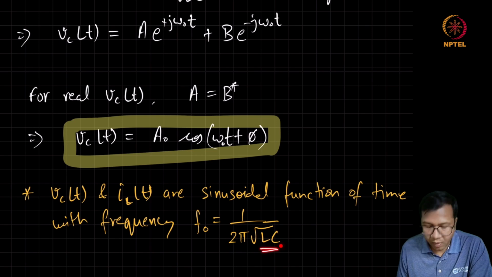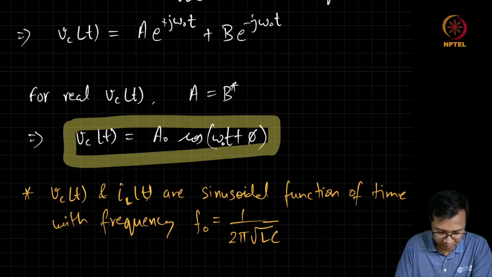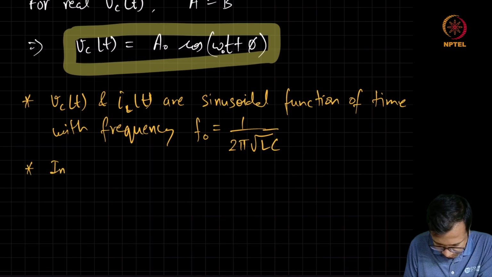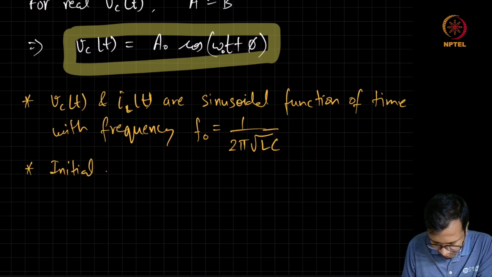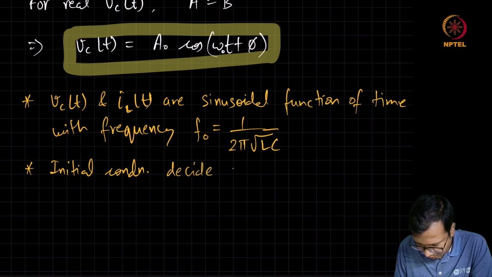So this frequency of oscillation is only dependent on the physical values of this inductor and capacitor. And based on the initial condition, we can figure out what will be this amplitude and the phase for voltage and current. Initial condition decides amplitude and phase.